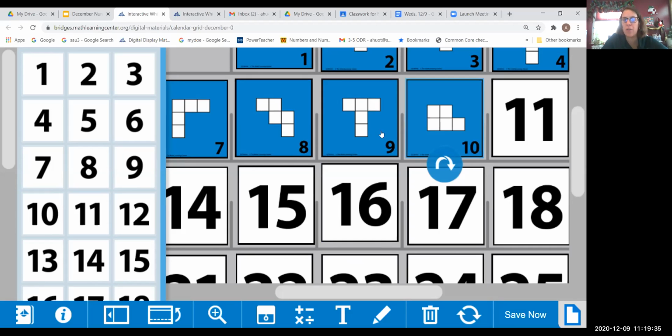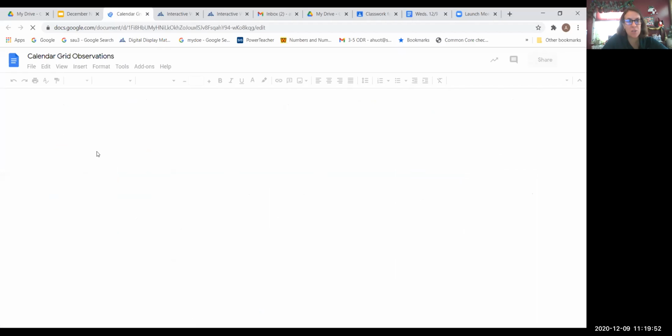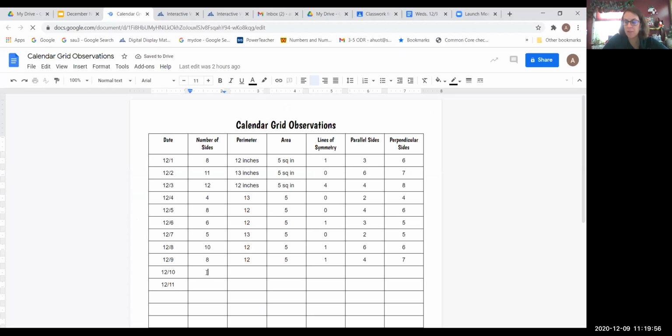So let's count together. So we have one side, 2, 3, 4, 5, and 6. So this shape has 6 sides. So here we go with our calendar observation. This started yesterday, so we're going to put in the number 6.